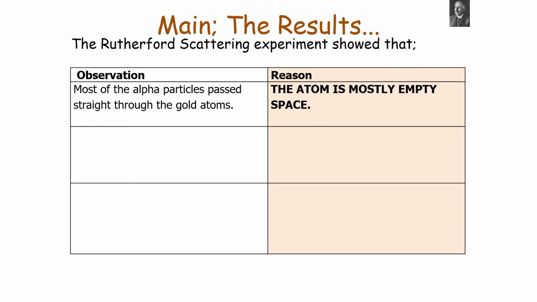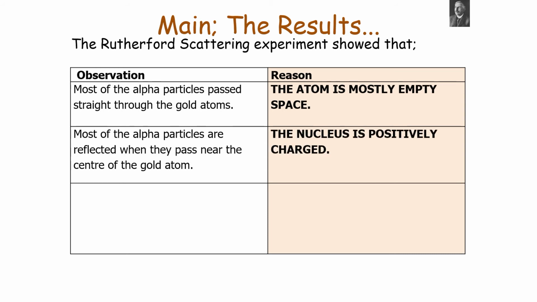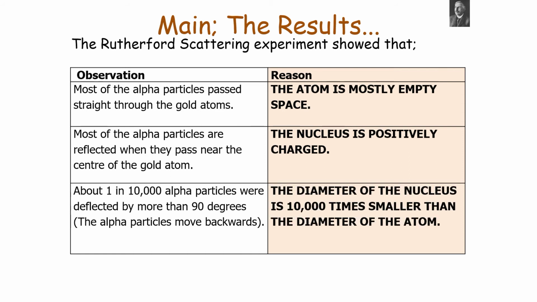So observation 1, most of the alpha particles pass straight through the gold atoms. The reason for this is the atom is mostly empty space. Some of the alpha particles are reflected when they pass near the center of a gold atom. This indicates the nucleus is positively charged because the alpha particle itself is positively charged. And finally, about 1 in 10,000 alpha particles were deflected by more than 90 degrees. They move backwards because the diameter of the nucleus is 10,000 times smaller than the diameter of the atom.